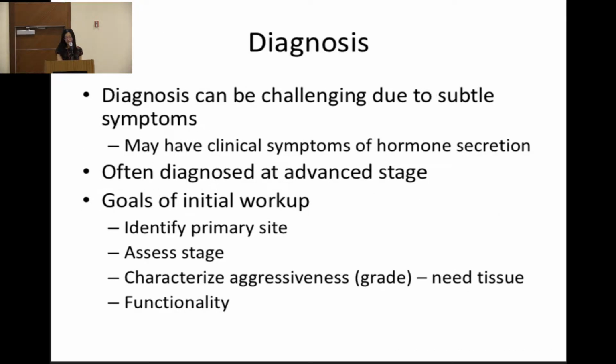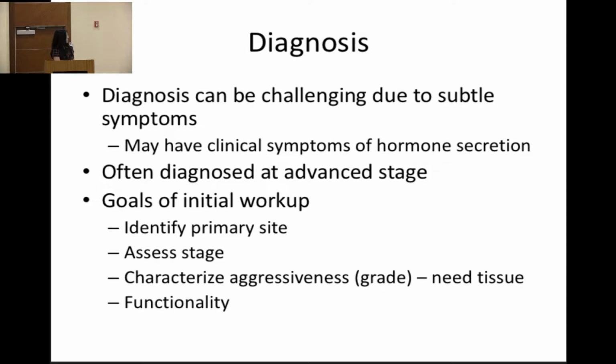So in terms of diagnosis, as was previously mentioned, it can be challenging because the symptoms are very subtle and non-specific. Patients are often misdiagnosed, or symptoms are mistaken for other conditions. As a result, patients are often diagnosed at an advanced stage. About 40% or more of GEP NETs are diagnosed at the metastatic stage, even higher in small intestinal NETs.